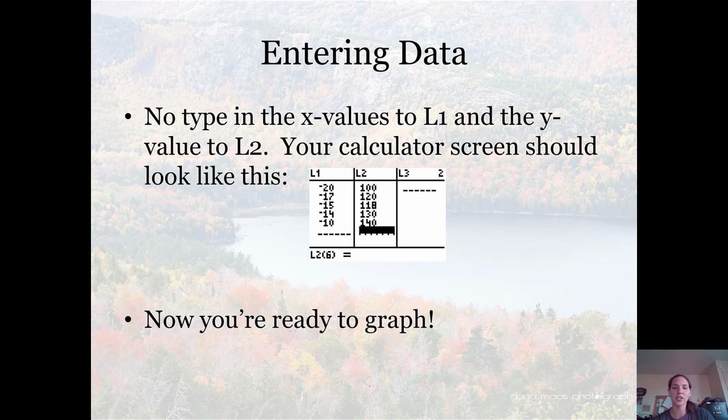When you're done, your calculator screen should look like that. You should have your negative 20, negative 17, negative 15, etc., all your X's in your list 1 and all your Y's in your list 2. So we'll use that previous data we just graphed. Once you've done that, you're ready to graph.